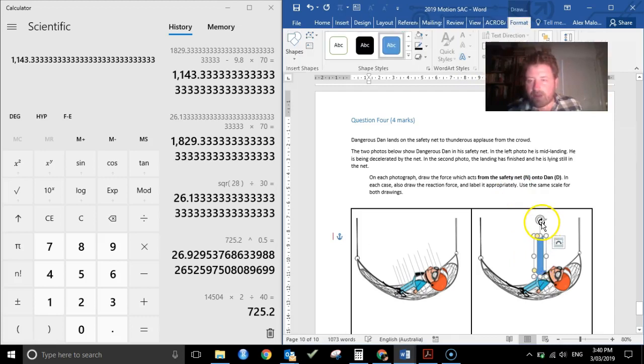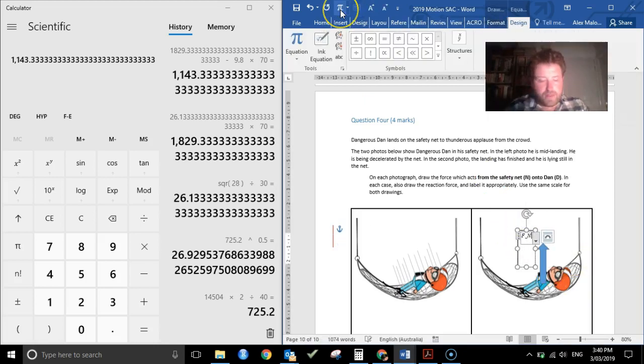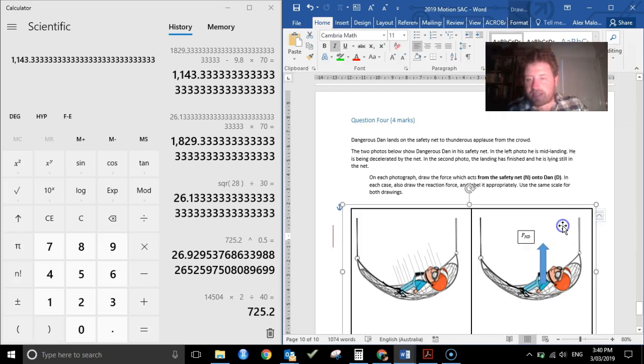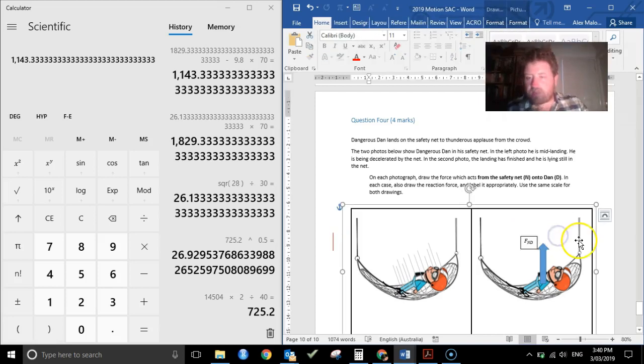So we know that gravity's pulling him down, and the thing that's pushing him upwards is that force from the safety net. So we're going to label that one F net on Dan. It's got to be pointing directly upwards because we know it's cancelling out gravity. So there's that one. Now we don't draw gravity on, because that is not the force that we've been asked to draw.